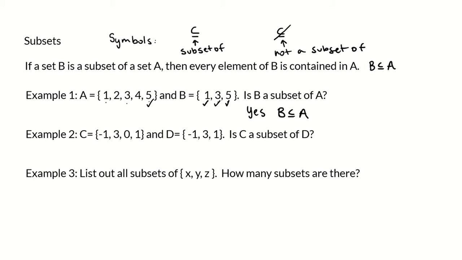Example 2, C is equal to the set {-1, 3, 0, 1}, and D is the set {-1, 3, 1}. We want to know, is C a subset of D? So is every element of C contained in D? So we check the elements of C. -1 is contained in D. 3 is contained in D. 0 does not appear anywhere in D. So since 0 is not contained in D, this means that C is not a subset of D.